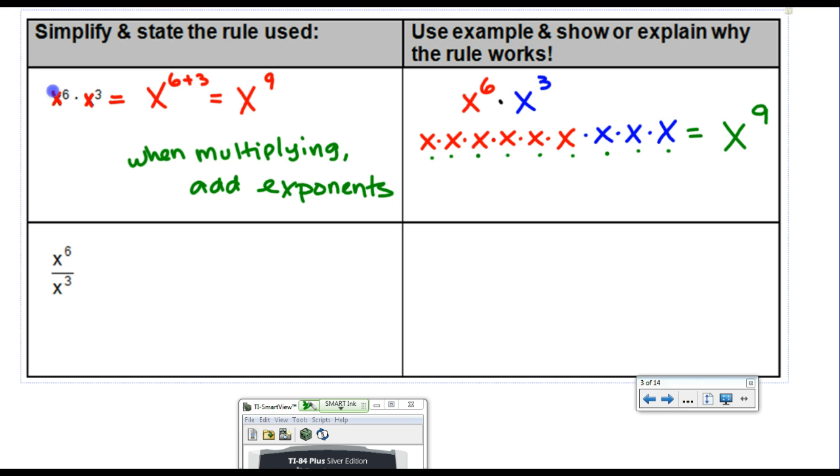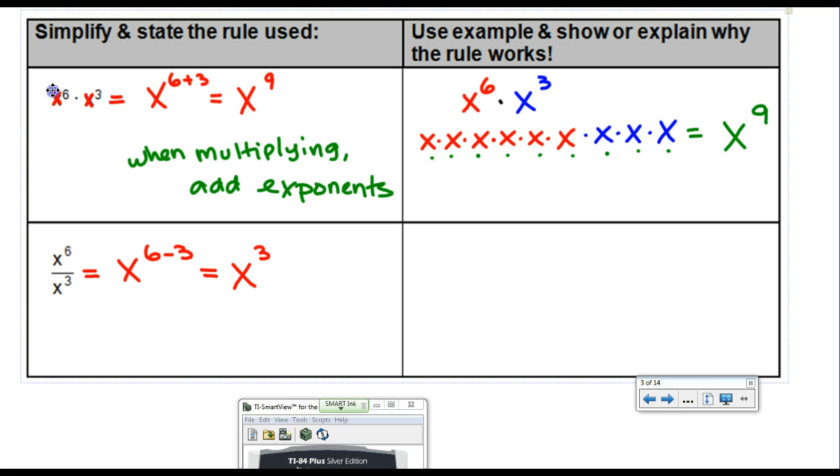Okay, the next problem. Same powers, but now we're using division. An x to the 6th divided by an x to the 3rd. If you remember, that means that you're going to subtract the powers if they have the same base, which they do, and x to the 6 minus 3 is x to the 3rd.